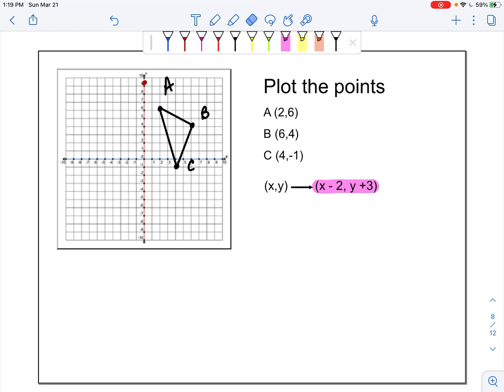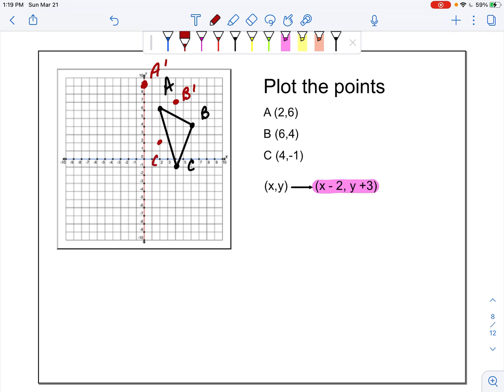I'm going to erase that because it gets a little on the messy side. So here's my A prime. You can see it move to the left and up. So my B is going to do the same thing. It's going to move 2 to the left and 3 up, and I'm going to end up right here with my B prime. And then my C is moving 2 to the left, 3 up.